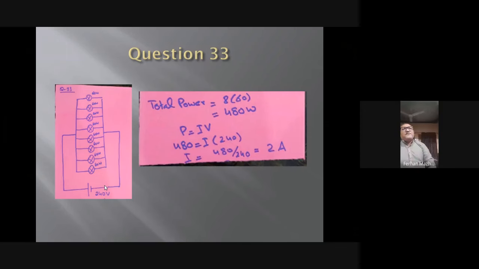But this is the current which will be flowing through them when they are working. But he said that when I switched on the circuit, the current which flowed through the circuit was 4 times more than the current when they are actually working.